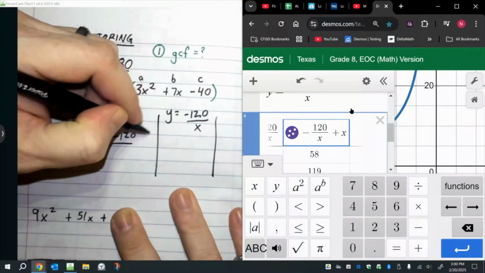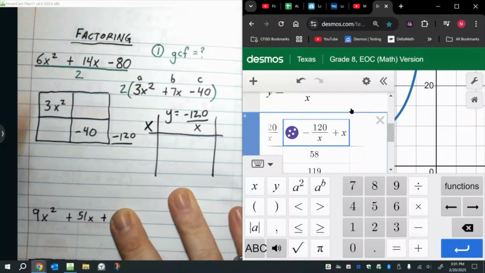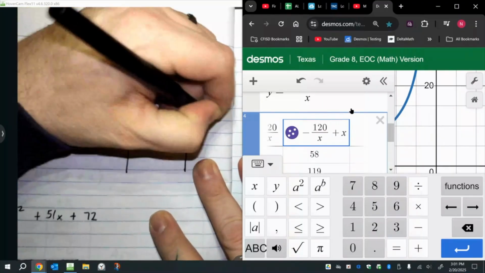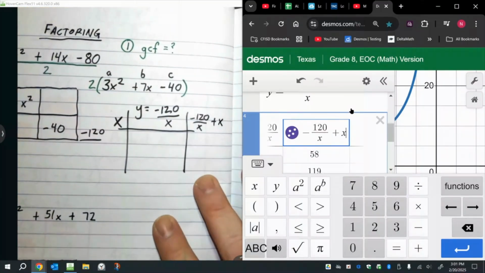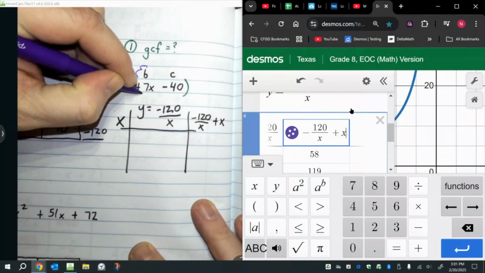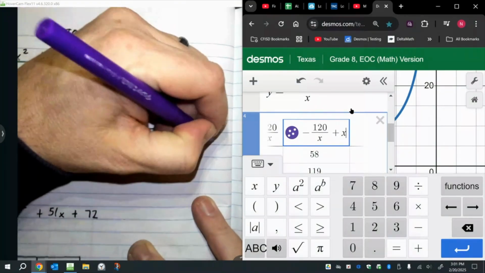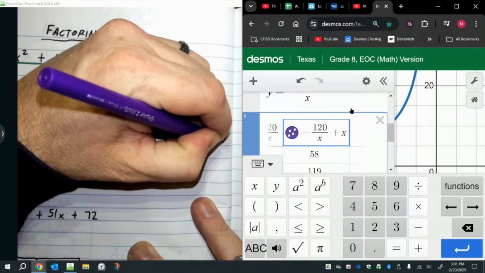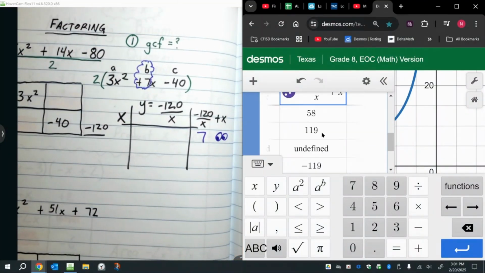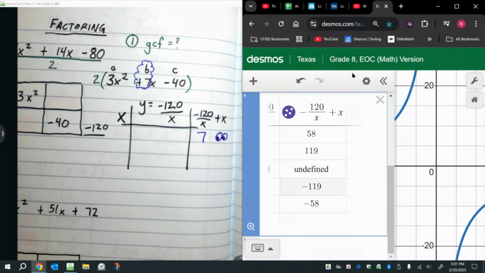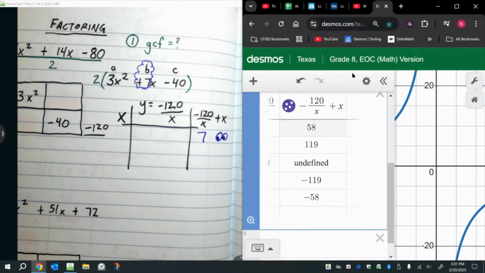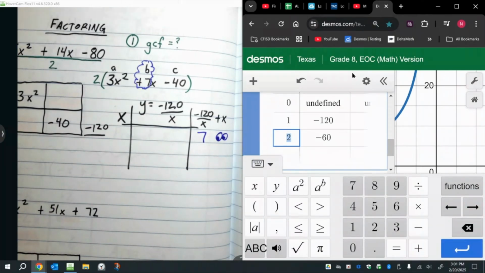Same as what we did a minute ago. So I have negative 120 divided by x plus x. And I am looking for this guy right here, that 7. So where can I find a 7? I need a 7. I don't have a 7, so let's do this.